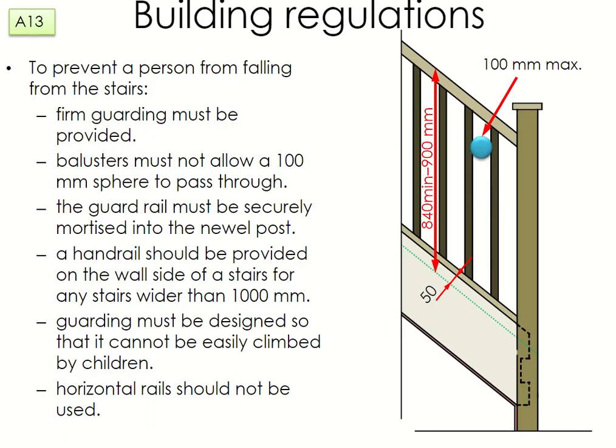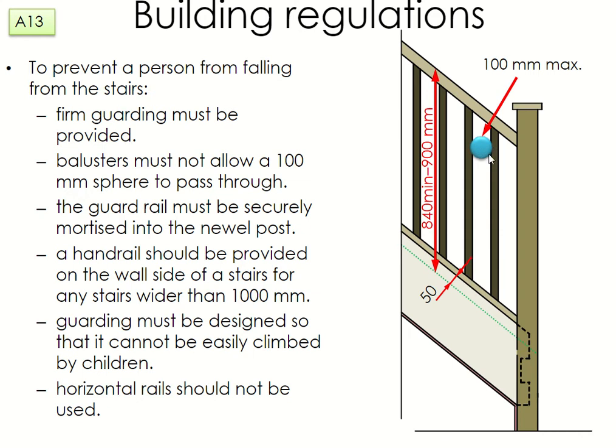So 13 on the bottom of page 116, again more building regulations. To prevent a person from falling from the stairs, there are a couple of things we need. You're going to have to write these down. Firm guarding must be provided. The balusters must not allow a 100 millimeter sphere to pass through them. In other words, these are the balusters coming down here from the handrail to the stairs. The gap between them should not be any more than 100 millimeters.